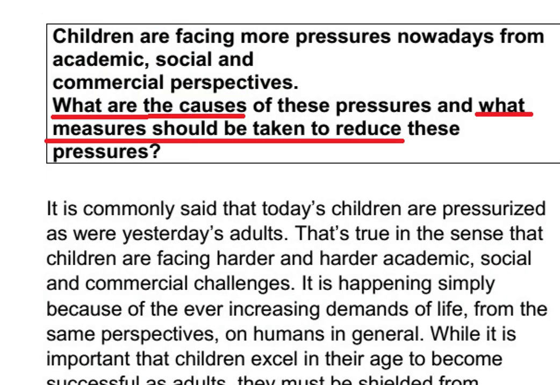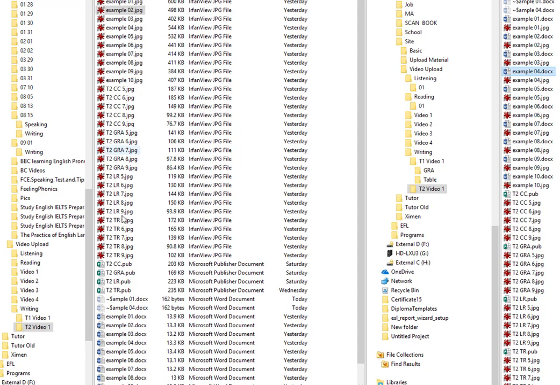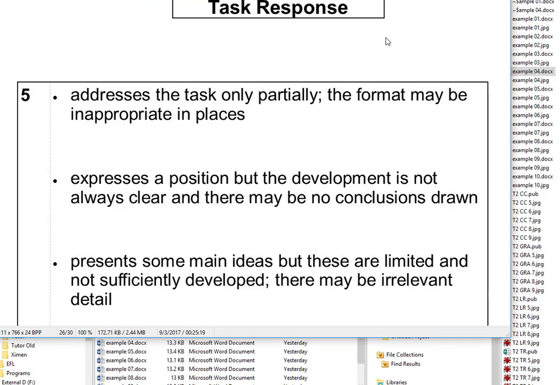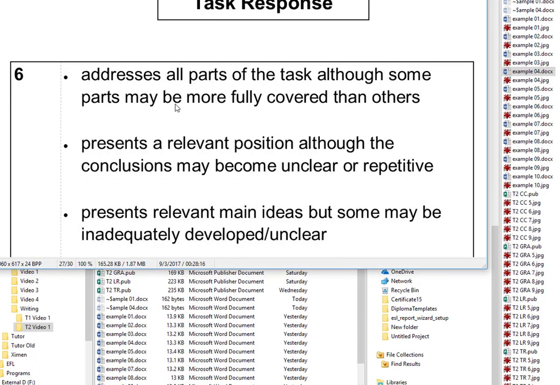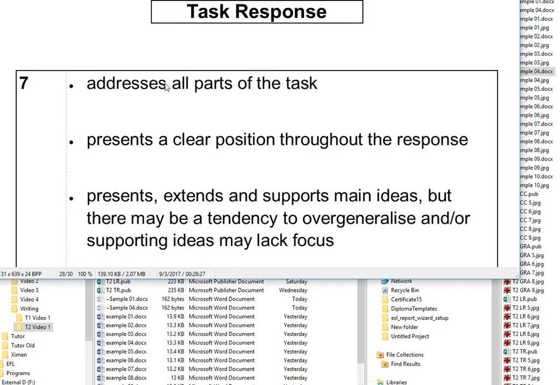Okay, so if we have a look at the task response from the band descriptors, out of 5, we have addresses the task only partially. I wouldn't say that's true. Addresses all parts of the task, although some parts may be more fully covered than others. This is set as 6. Addresses all parts of the task.